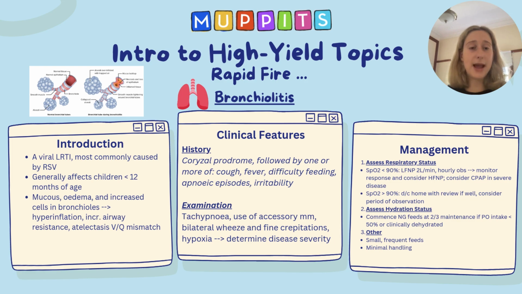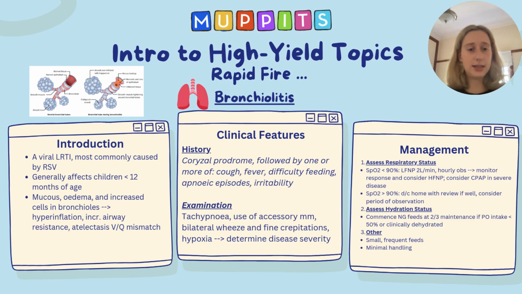So I guess the main principles of management are, first of all, assessing the respiratory status. So if the child's oxygen sats are less than 90, you often give them low flow nasal prongs, so 2 liters per minute, and do hourly obs and monitor the response to oxygen therapy. You might have to consider high flow nasal prongs if they're not responding, or CPAP in very severe disease. If their oxygen sats are more than 90, they can be discharged home with a review with their GP or a rapid review clinic. You could consider a period of observation, say in the short stay unit of the ED as well.